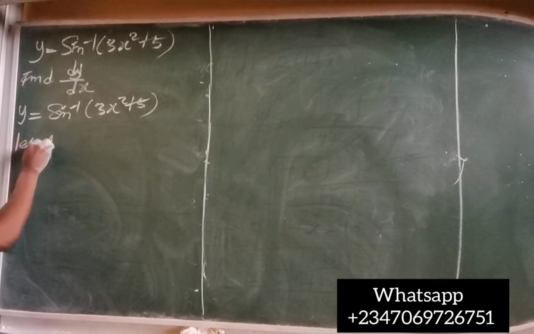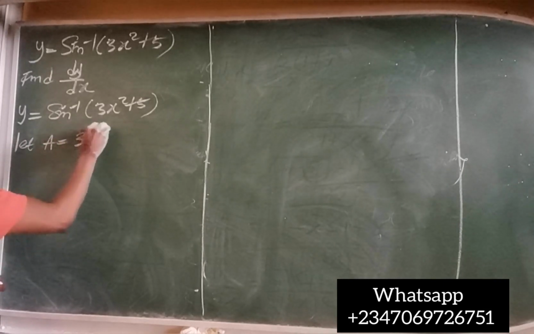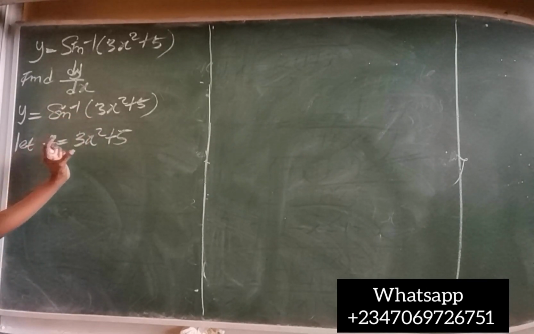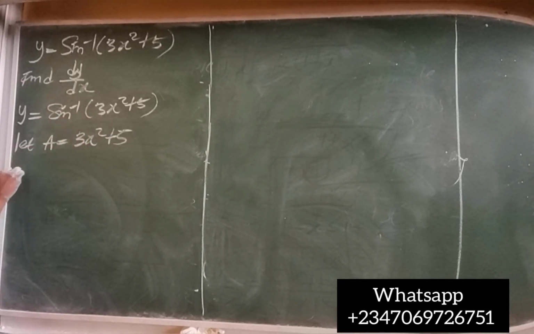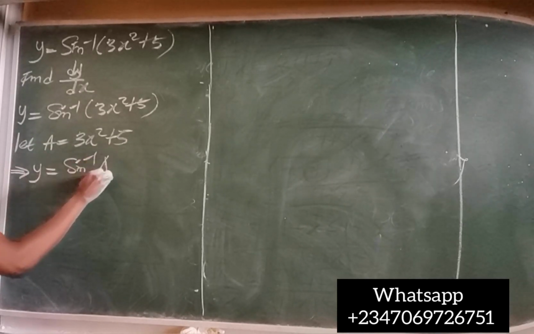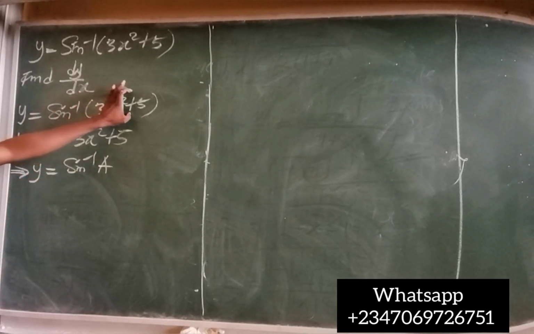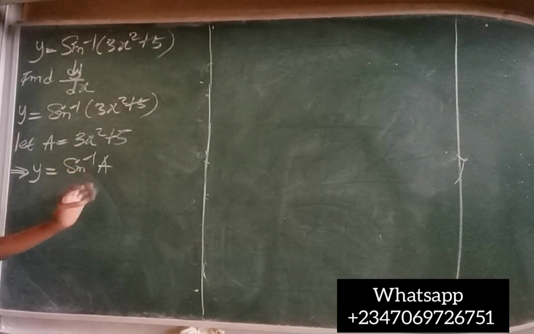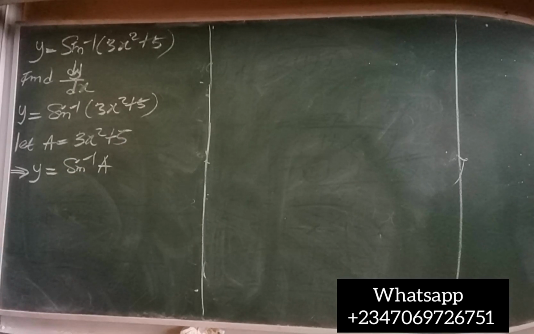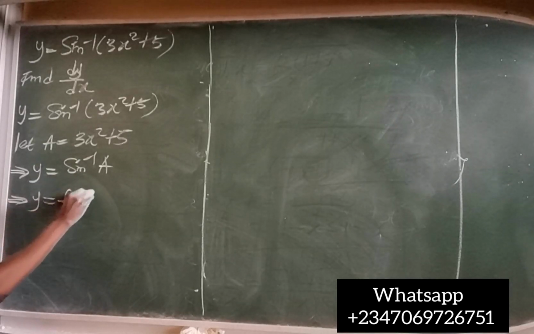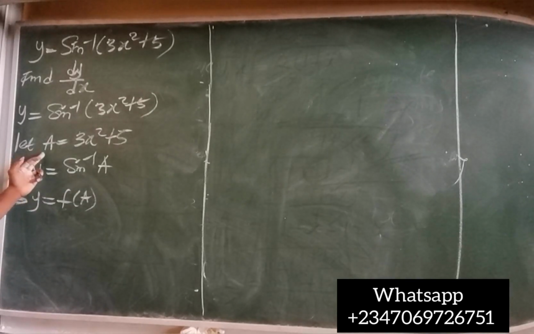Simply say let a be equal to 3x squared plus 5, simply the variable in front of the sine inverse function. Let's call that a. If that happens, this implies that y itself is sine inverse of a, because we said let a be the whole of this term. So if we take this term off and replace it with a, y becomes sine inverse of a. From analysis, I've already said that y is a function of a, and a is a function of x.